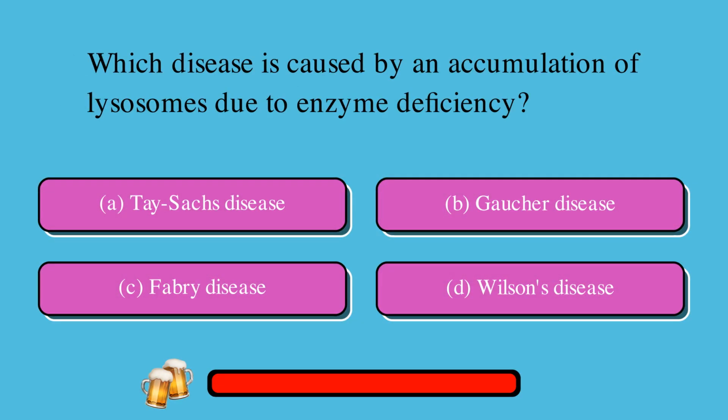Which disease is caused by an accumulation of lysosomes due to enzyme deficiency? A. Tay-Sachs disease, or B. Gaucher disease, or C. Fabry disease, or D. Wilson's disease? The correct answer is C. Fabry disease.